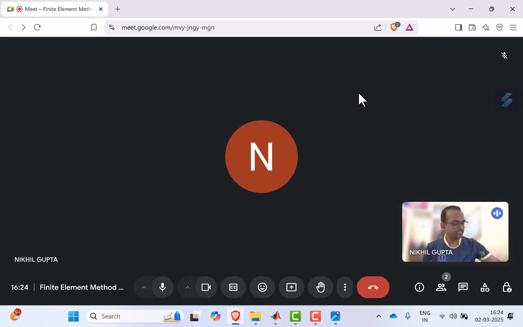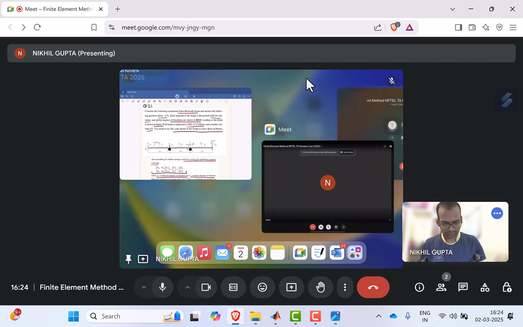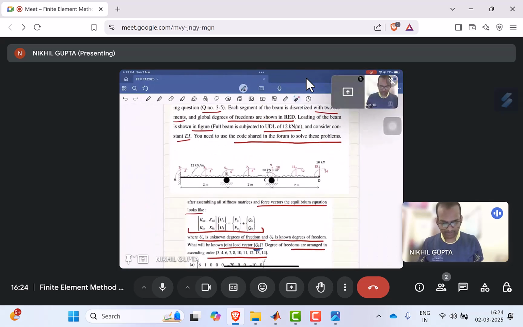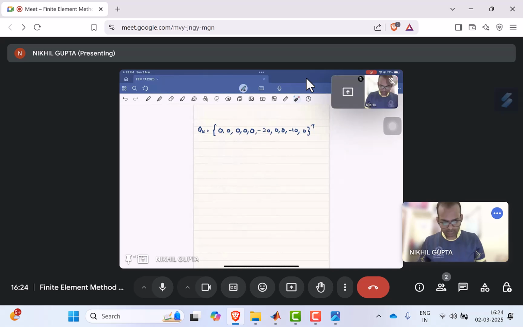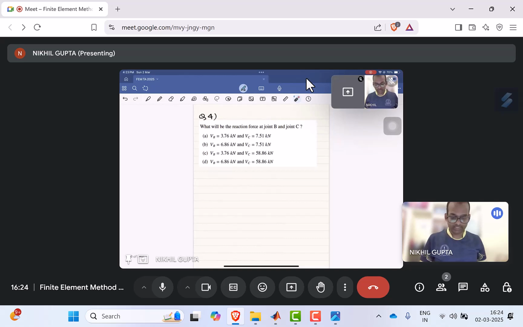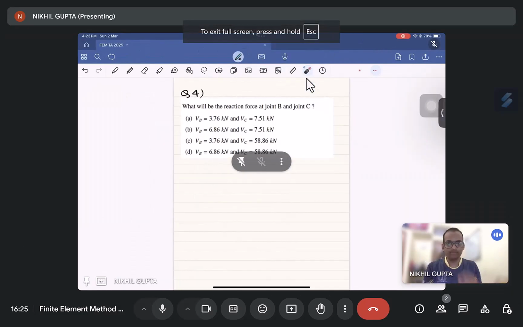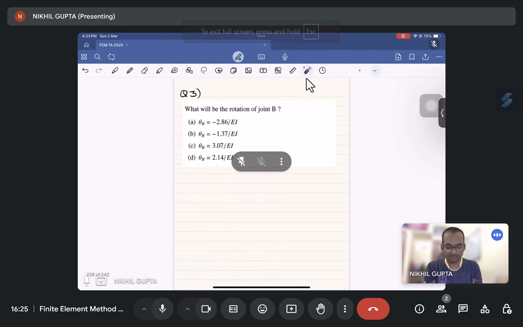Besides this, I have discussed whatever I had today, and so this question can be done. The next question was the theta and the joint reactions at B and C. So all this can be easily done when you solve the problem in the MATLAB code, and you will get a perfect solution with this.